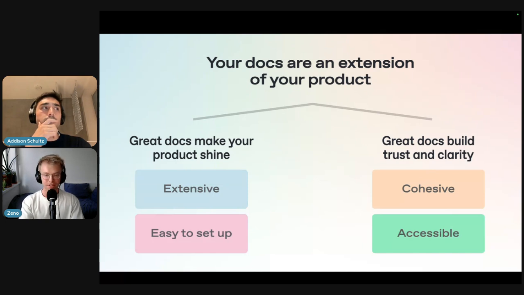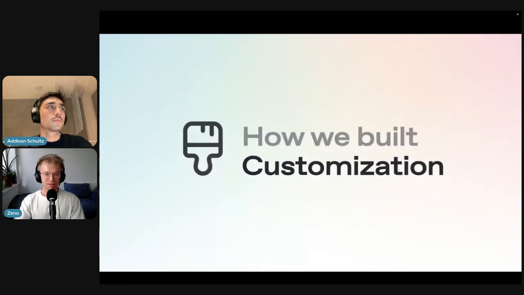But it also maybe means that it needs to be parsable programmatically by screen readers or by AIs, that we need to have a markdown version of your docs available. So there is a ton of different things that come with having good docs, and customization is both how it looks, but also how it works a little bit. So how did we build this new customization system?